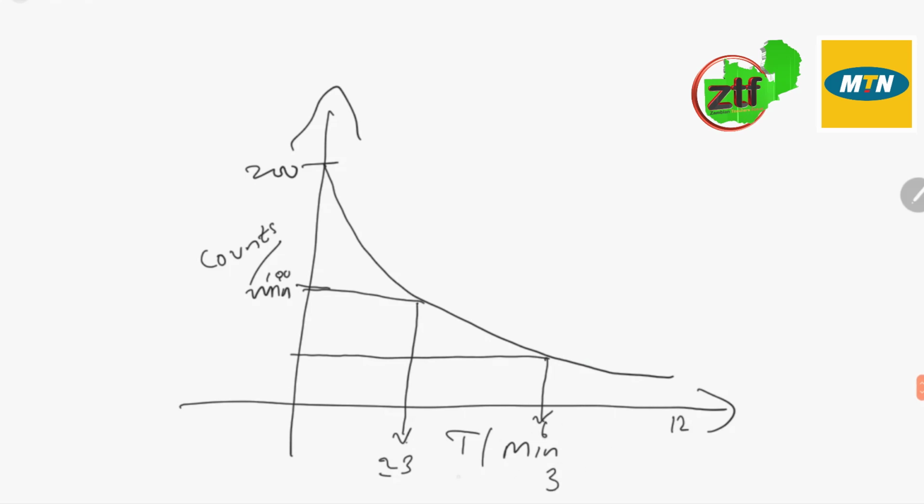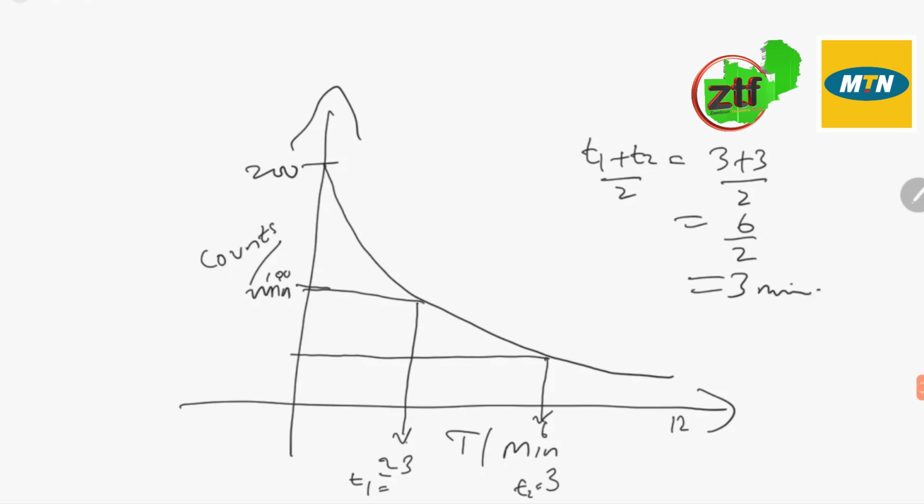So you have T1 and you have T2. So it shows that averagely T1 plus T2 divided by 2 gives us the half-life, which means 3 plus 3 divided by 2, which is 6 divided by 2, giving us 3 minutes. That becomes approximately our half-life of this sample.